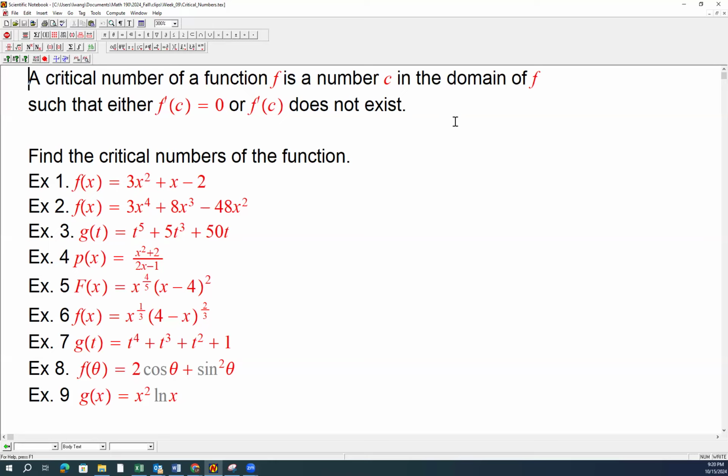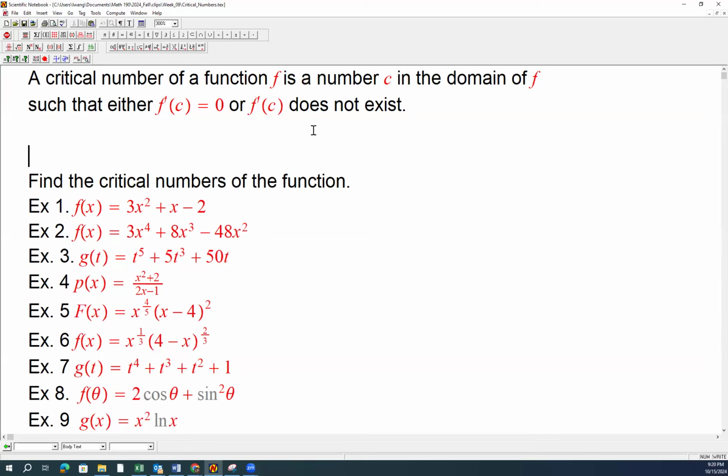So here we're going to go over some examples of how to find the critical numbers. First of all, let's see what things we need to check. A critical number of a function must be in the domain of the function. So the critical number C must be in the domain of f.